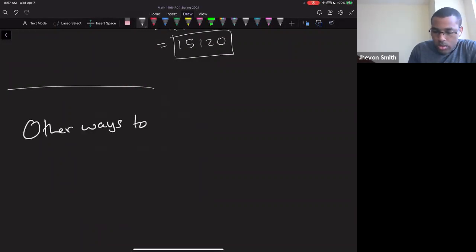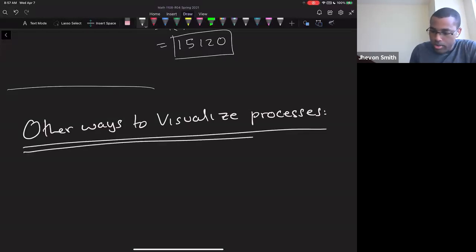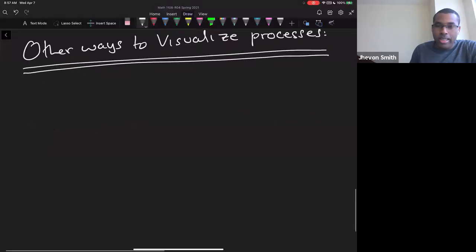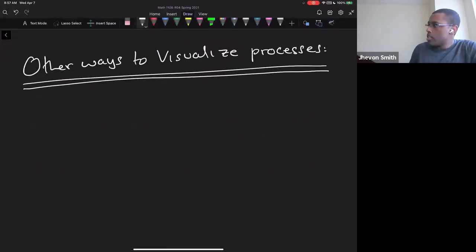Other ways to visualize processes. Yeah, I think that's probably a good way to phrase it. So let's actually talk about that. Other ways that we can visualize things. So I showed you that thing about the dice. I showed you the slots thing, but there are some other common ways to do things as well. Tables and tree diagrams.